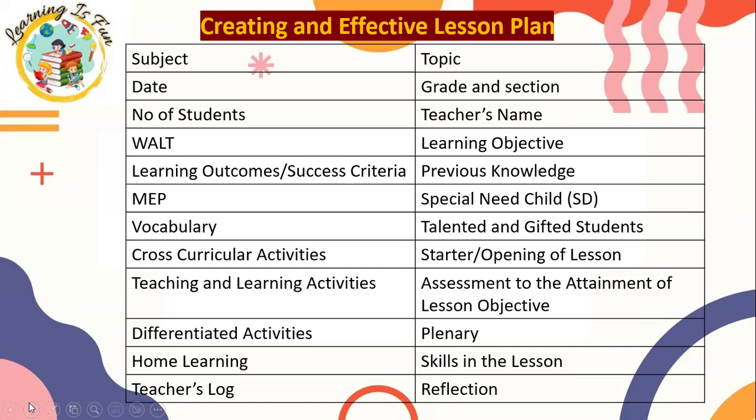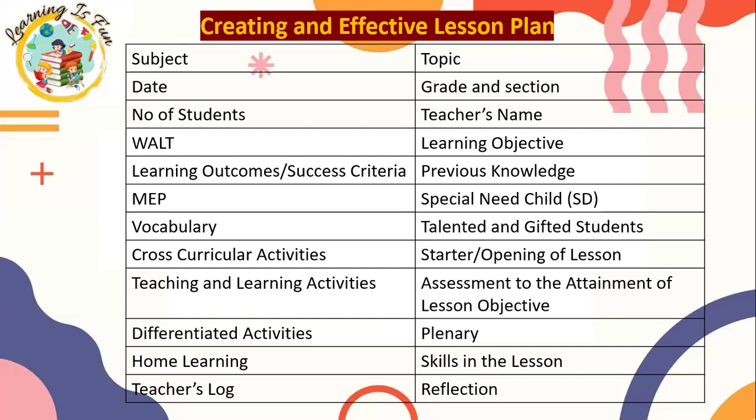These are a few things your lesson plan should have: subject, date, topic, grade and section, number of students, teacher's name also. Vault. Vault means, what are you going to learn today? We are learning today. Learning outcomes and success criteria, both should come over there. Learning objectives should be there.